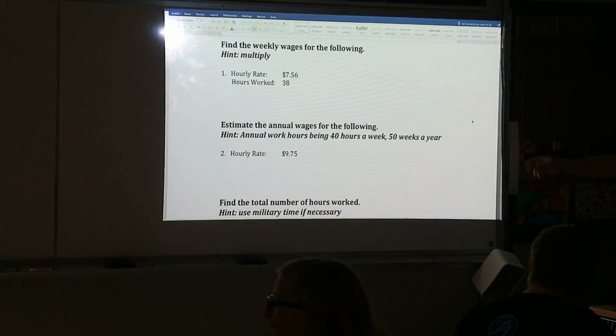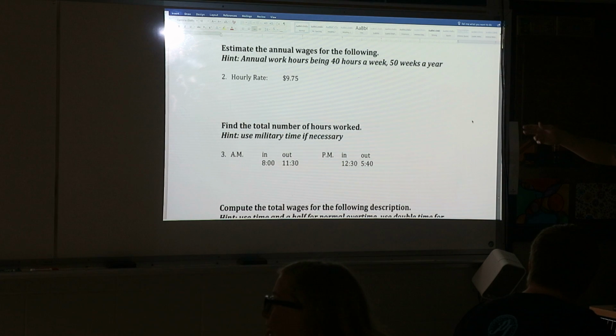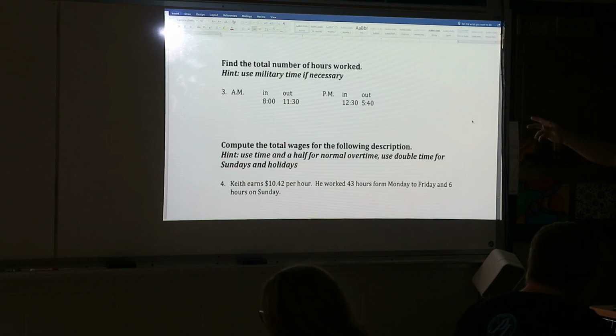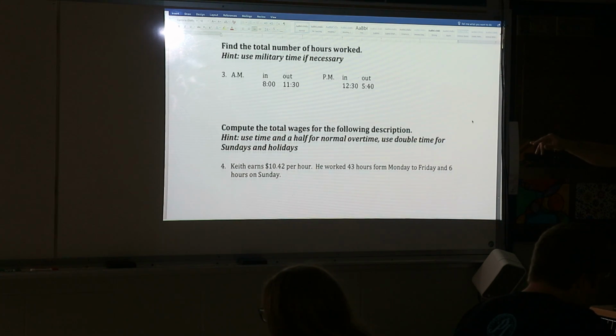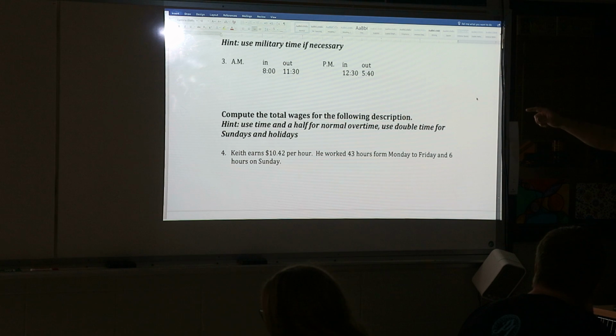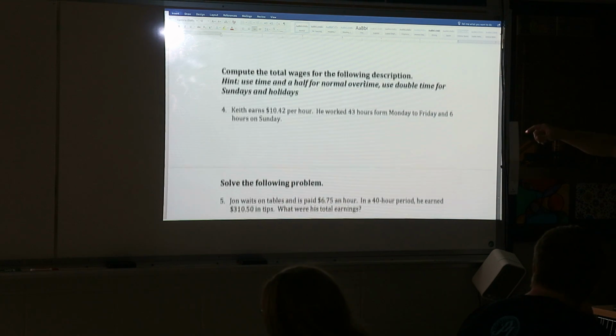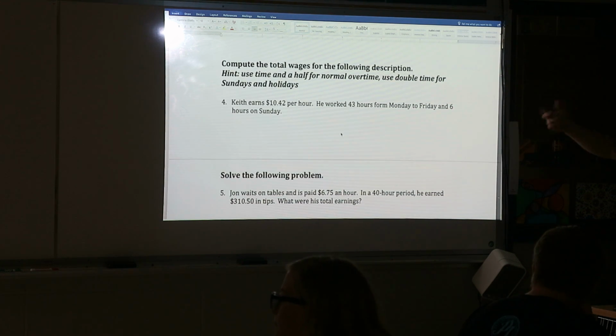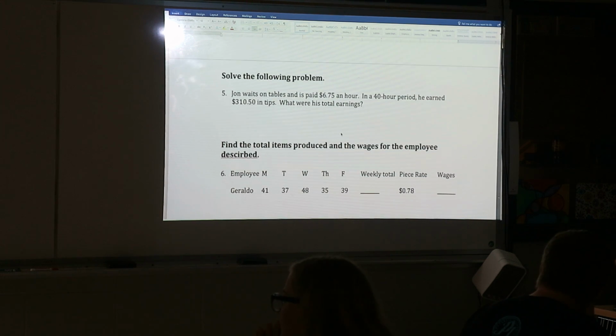First one we calculated hourly rate. Second one we talked about if this, so much money per year. Third one we talked about how to find hours depending on what times I give you. Be ready for that one. These could be some weird times depending on what the book gives you. This one we calculated for overtime, especially holiday pay. So now we're going on to the next one.